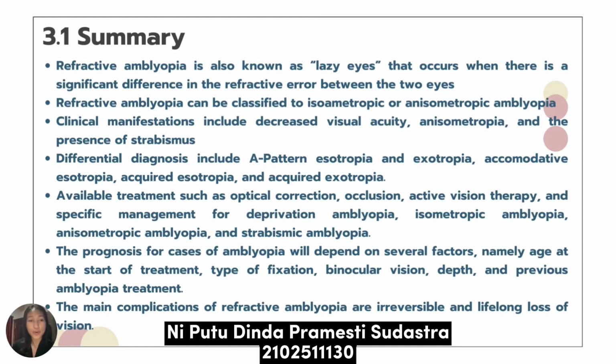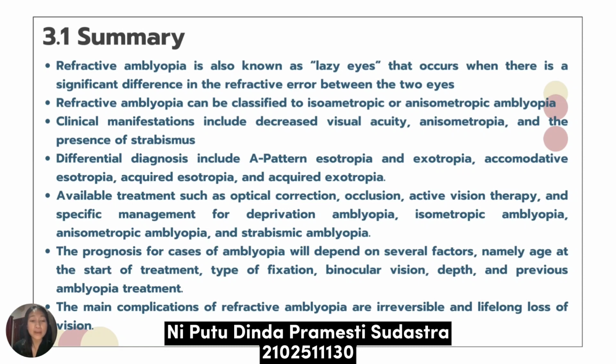For the 3.1 summary, refractive amblyopia is also known as lazy eye that occurs when there is a significant difference in the refractive error between the two eyes. Refractive amblyopia can be classified into isoametropic or anisometropic amblyopia. Clinical manifestations include decreased visual acuity, anisometropia, and the presence of strabismus. Differential diagnosis for refractive amblyopia includes pattern esotropia and exotropia, accommodative esotropia, acquired esotropia, and acquired exotropia.